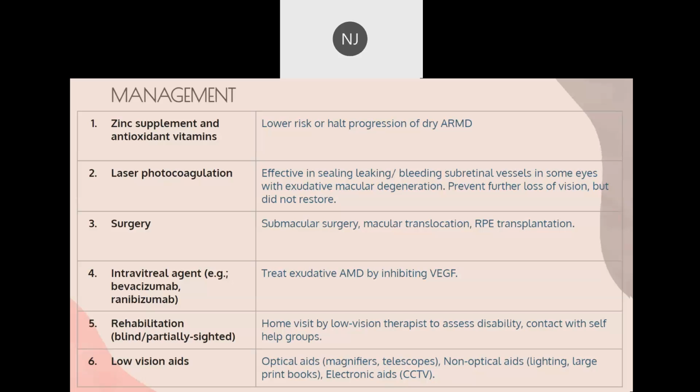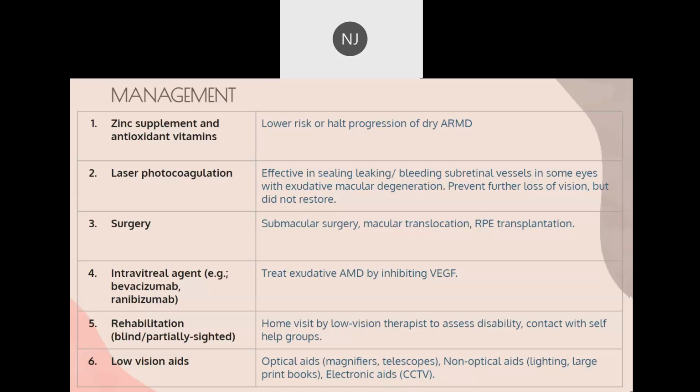And then intravitreal agent treats exudative AMD by inhibiting the VEGF. And then rehabilitation for the blind or partially sighted by home visit by low vision therapy to assess disability, contact with self-help groups. Then the last one is low vision aids, which use optical aids such as magnifier or telescope, non-optical aids such as lighting or large print books, and electronic aids such as CCTV.